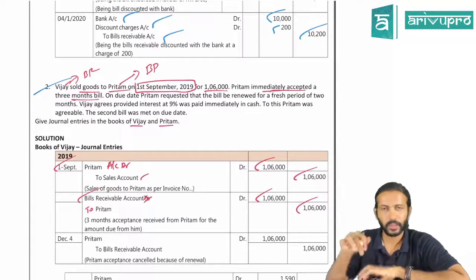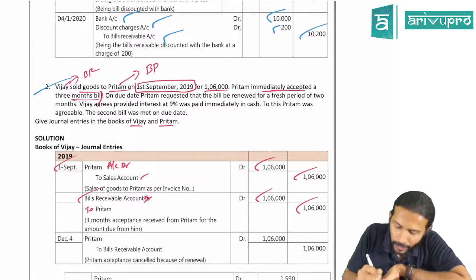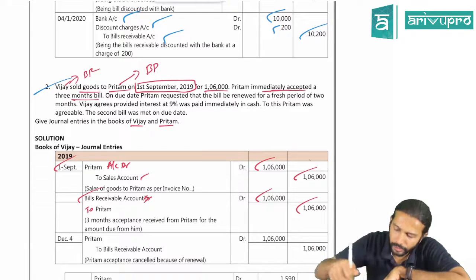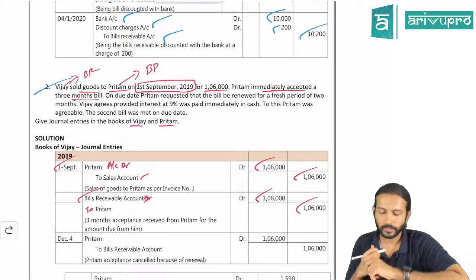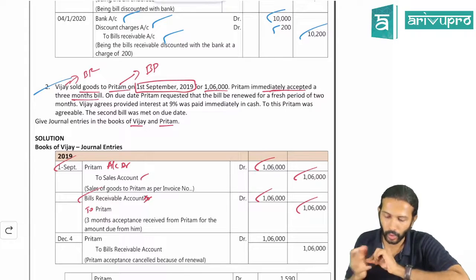We have read the scenario till there, and we have also passed the journal entry till there. Everyone, I think, is okay. Yes. Oh, actually, hang on.